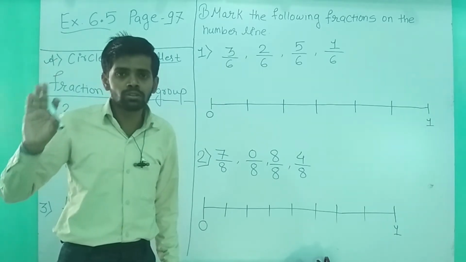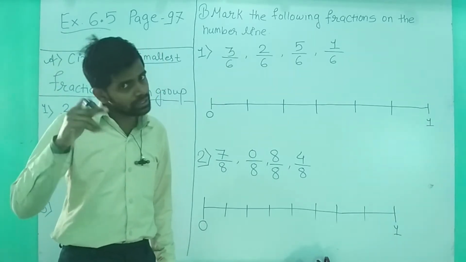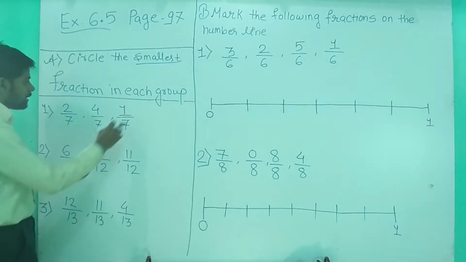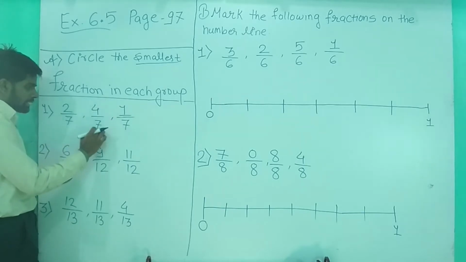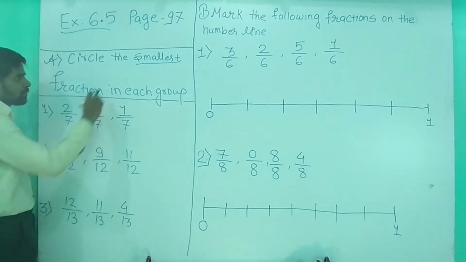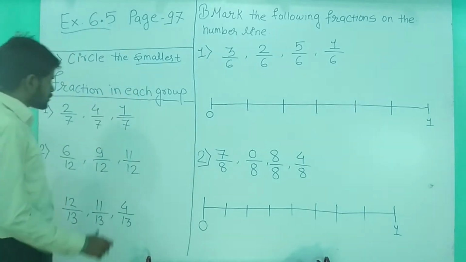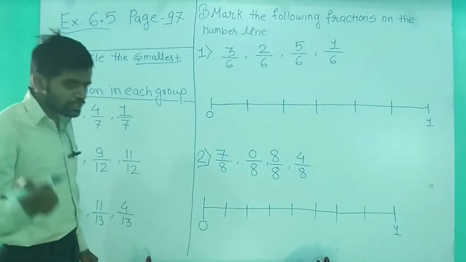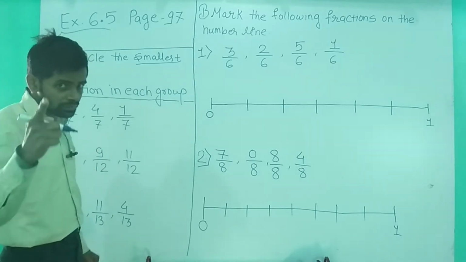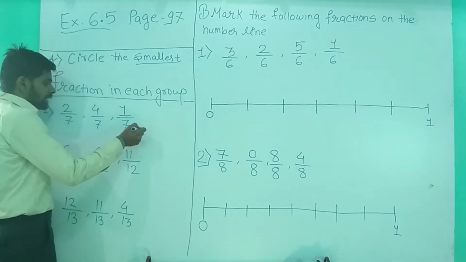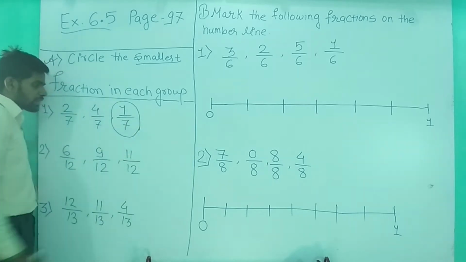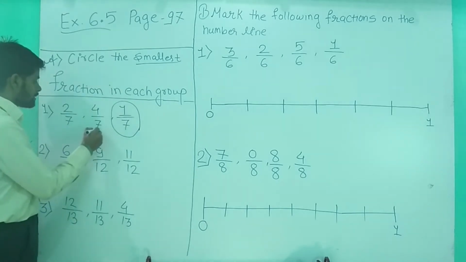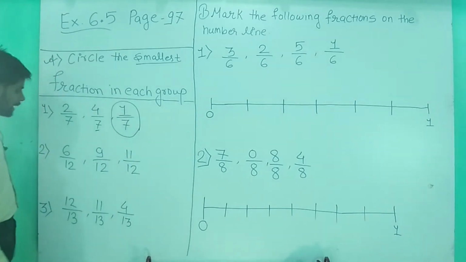What did I say? Let me repeat: the total number of parts in each whole is the same, that's why it is 7, 7, 7 in all. So here we are taking 1 by 7 part, 4 by 7 part and 2 out of 7 parts. We have to circle the smallest fraction, and we already learned that in like fractions we take the smallest numerator. That means 1 by 7 is the smallest fraction among them, and 4 by 7 is the greatest one, but we don't have to circle that.